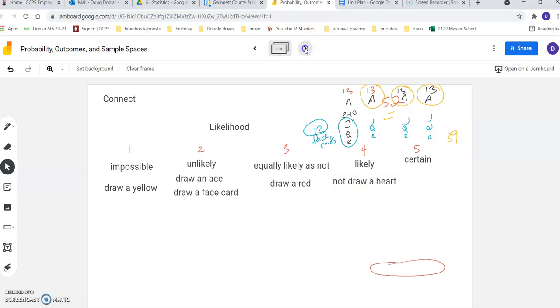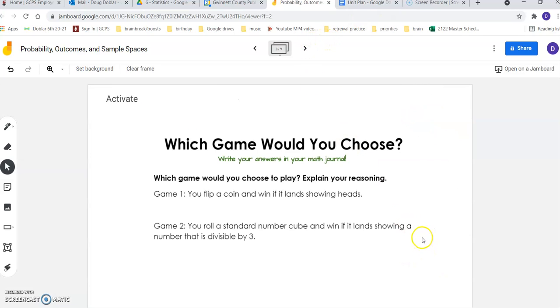So today, let's do this first. Which game would you choose? I want you to pause here, and I want you to imagine you have the choice to play these 2 games. And I want you to decide which one you think would be easier to win.